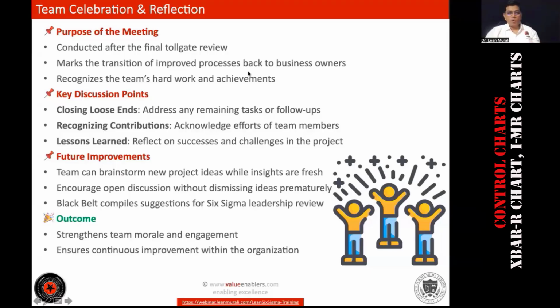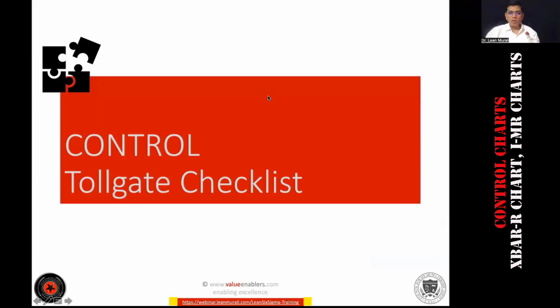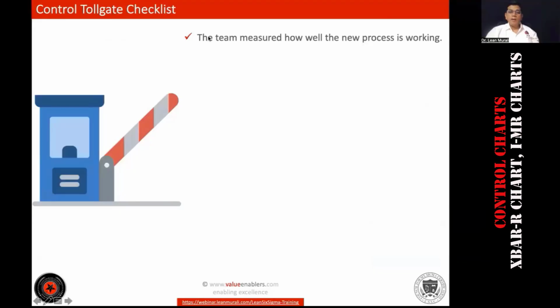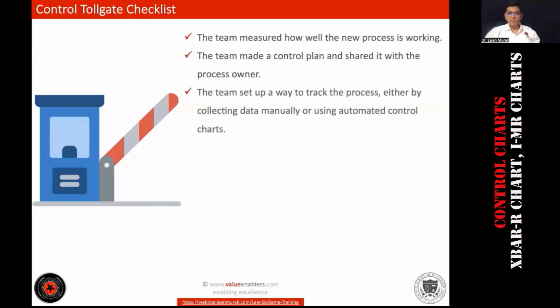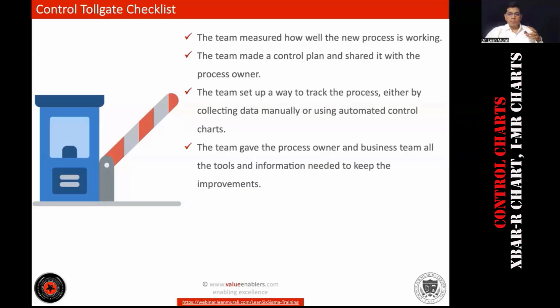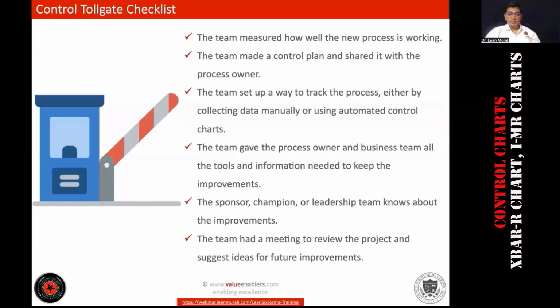These are many words, so I don't want to read them, but I want to give you a final control toolkit checklist. All of you type CTC in the chat box. It is very important to know this control toolkit checklist. How well the new process is working must be measured. A control plan should be made and shared with the process owners. The team has set up a way to track the process so that it stays within the desired limits. So the team gave the process owner or the business team all the tools and information to keep the improvements in the same condition or improve them further. Sponsors, champions and leadership, everybody knows about these improvements. The team had a meeting to review the project and suggest ideas for future improvement.